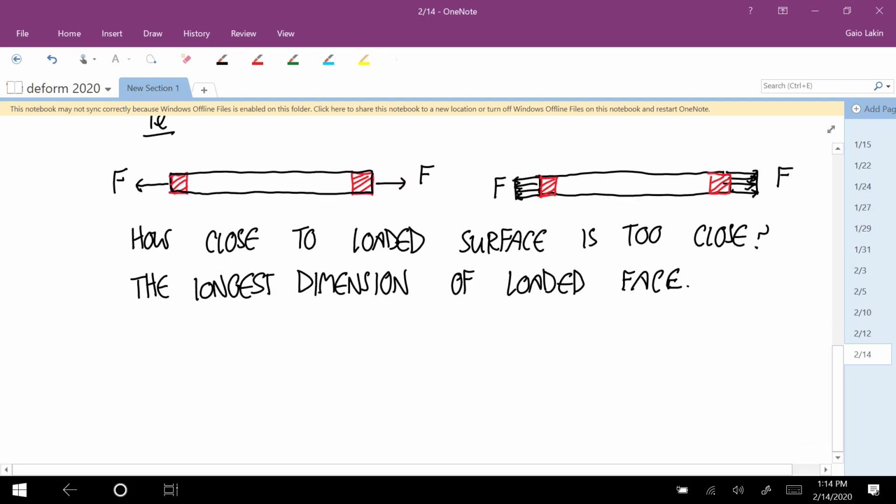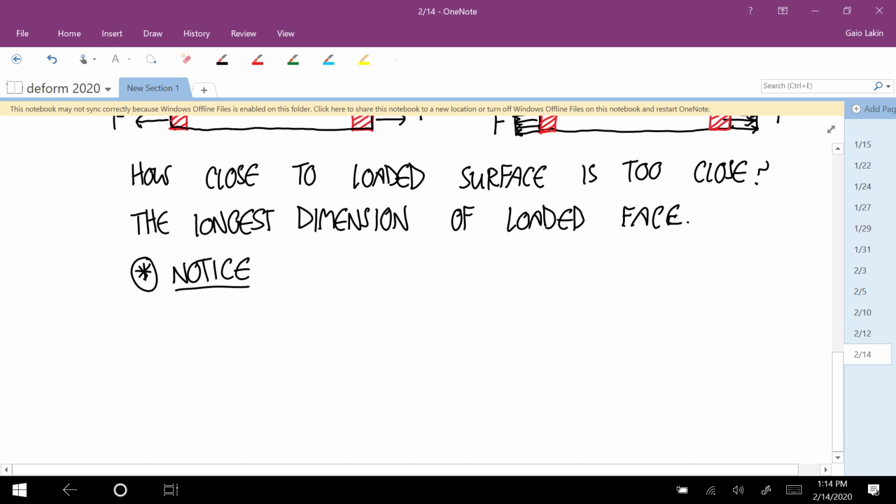Okay, so what that means, so notice that's useful if you have long, slender beams or something. In some cases, it just simply means you can't make that substitution.